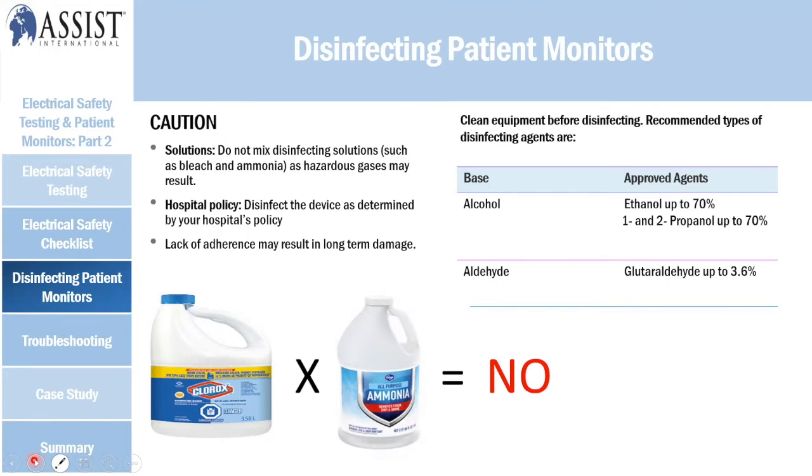And always remember, when you're cleaning equipment, if you're talking about alcohol base, ethanol up to 70%, that's an approved agent that we list down here. So just follow that particular thing.